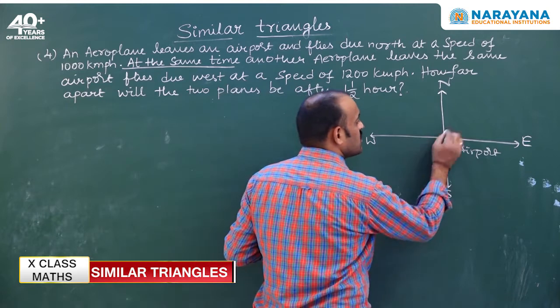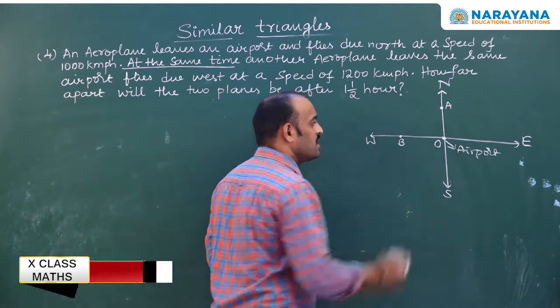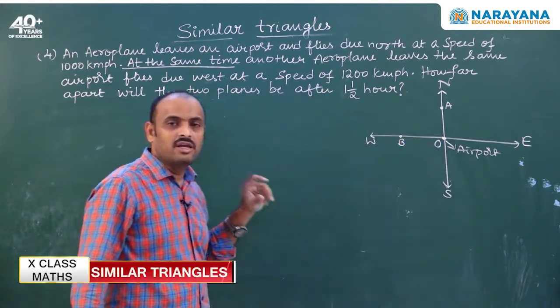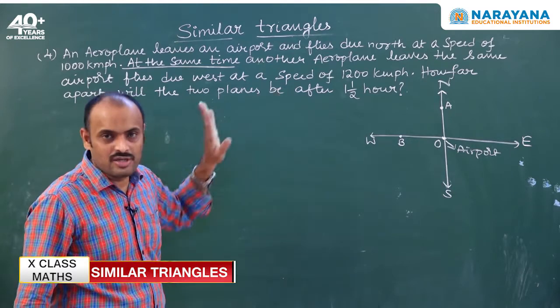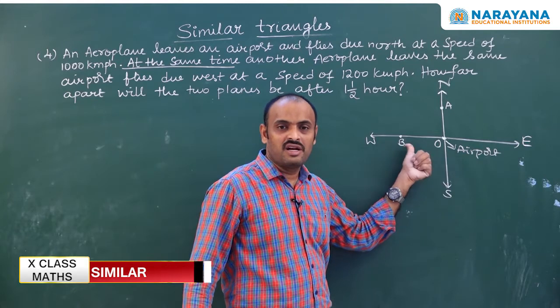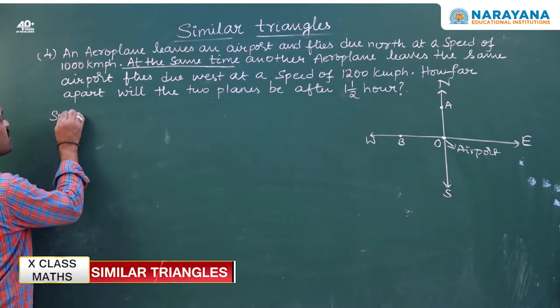I am taking a point A and B here. Let OA be the distance travelled by the plane in 1.5 hours in the north direction. Let OB be the distance travelled by the plane in 1.5 hours in the west direction. Whatever he has given, I will write it first.